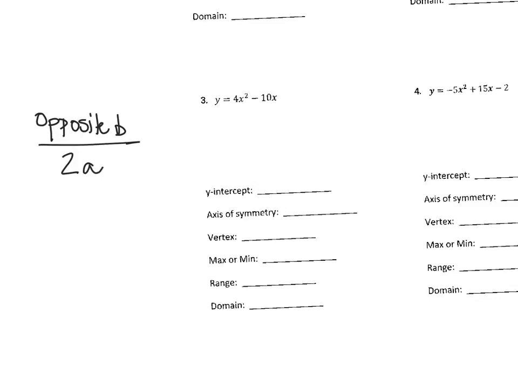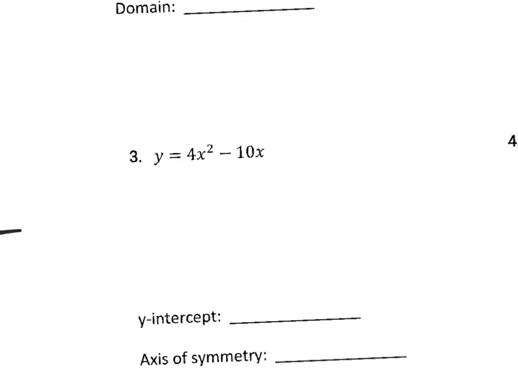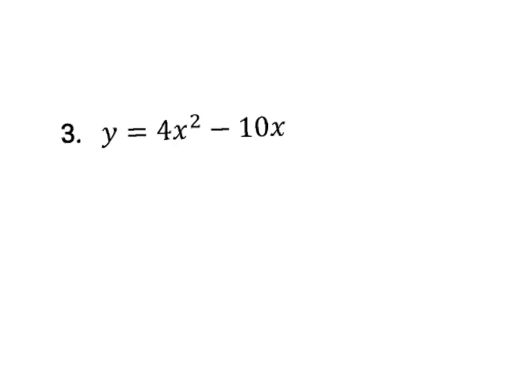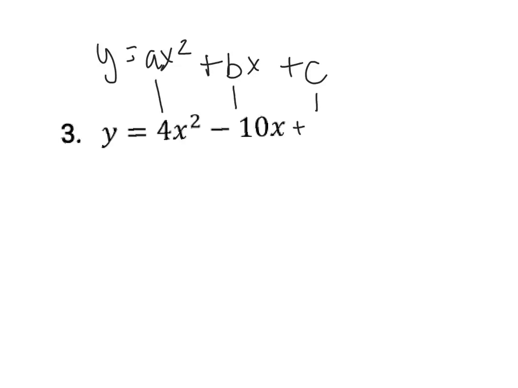So I'm going to go up here above my problem first, and I'm going to write my standard form, which we reviewed yesterday: y equals ax squared plus bx plus c. What that tells me is that a is 4, b is negative 10, and c, in this case there isn't one, so that means there's a 0. Hey, that should help you with your y-intercept for this problem.